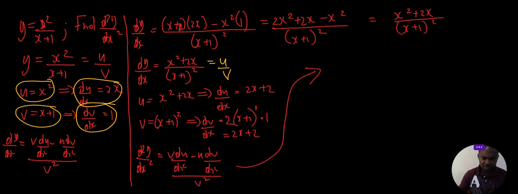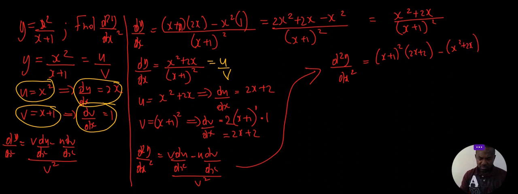And so what we get is this: d2y by dx squared is equal to, in this case v of course is x plus 1 all squared, times du by dx, which of course is 2x plus 2. Then you're going to subtract u, which is x squared plus 2x, times dv by dx, which is 2x plus 2, and this is all over v squared. Now v is equal to x plus 1 squared, so therefore v squared is going to be x plus 1 to the power 4. Right?